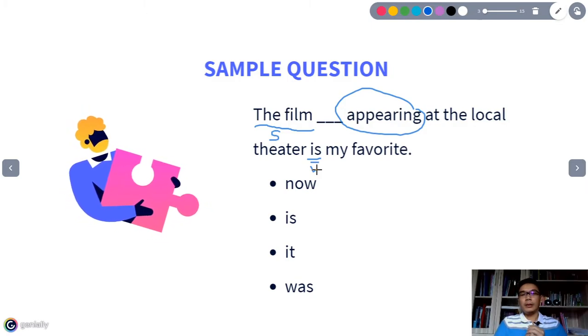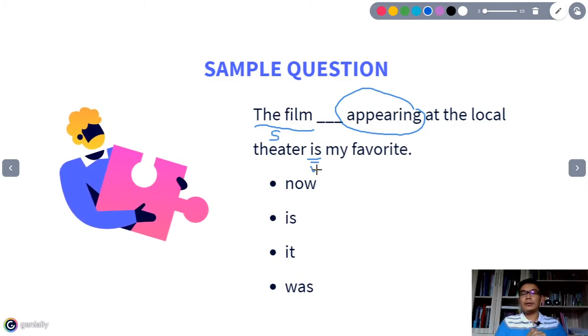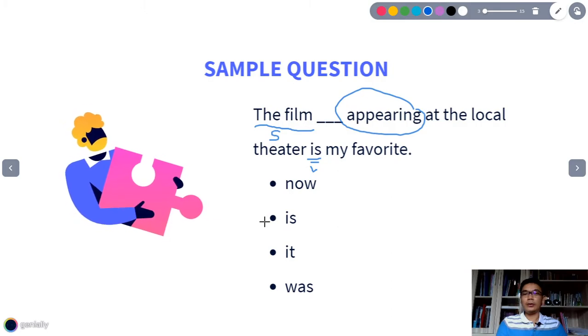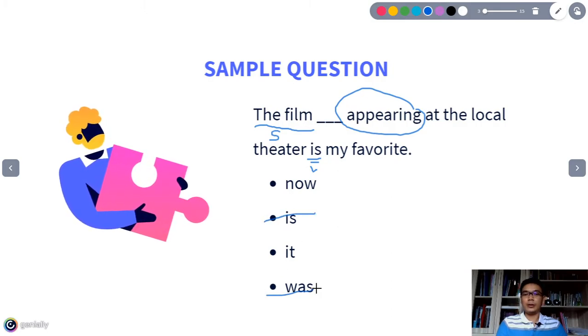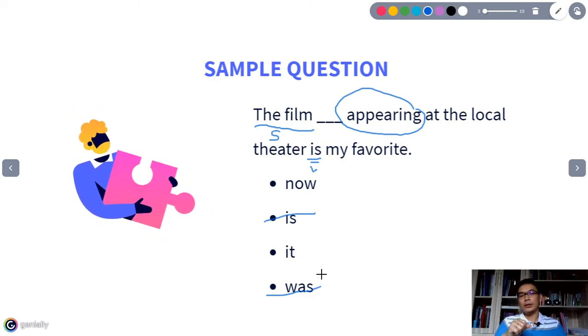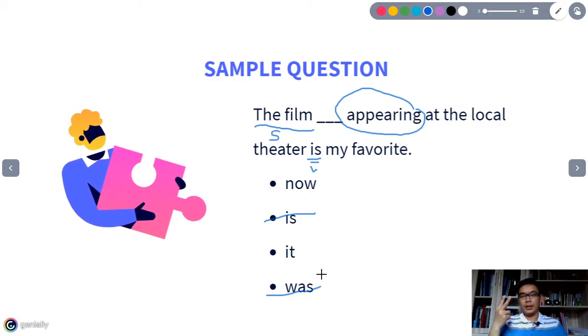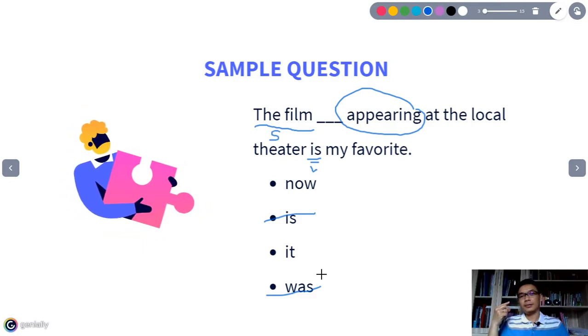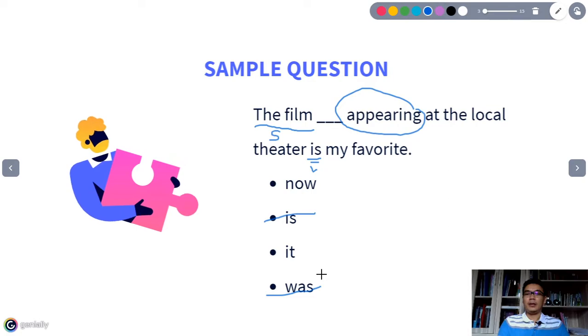So because it is already complete, we have to make sure that the present participle appearing here cannot be the verb. Okay. So do not choose is, do not choose was, because if you choose one of them, is or was, you're going to make the verb double. And remember, one subject, two verbs is not possible. One subject, one verb. Okay.